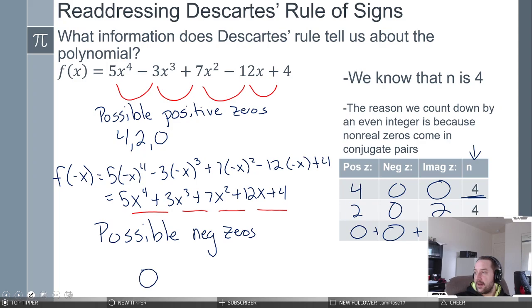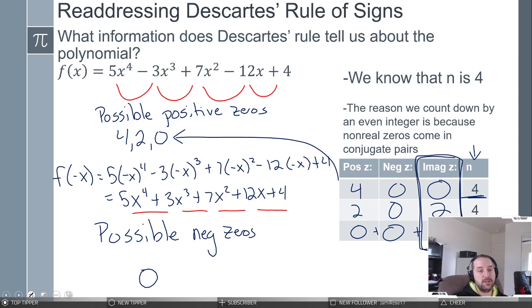Now, because the imaginary zeros come in conjugate pairs, that's the reason why you count down by 2. So I know that I mentioned that you count down by 2 every time, and it was kind of like, well, why is it that we count down by 2? That's kind of weird. It's because of these complex zeros, these imaginary zeros, they come in conjugate pairs. And so that's why we count down by 2.